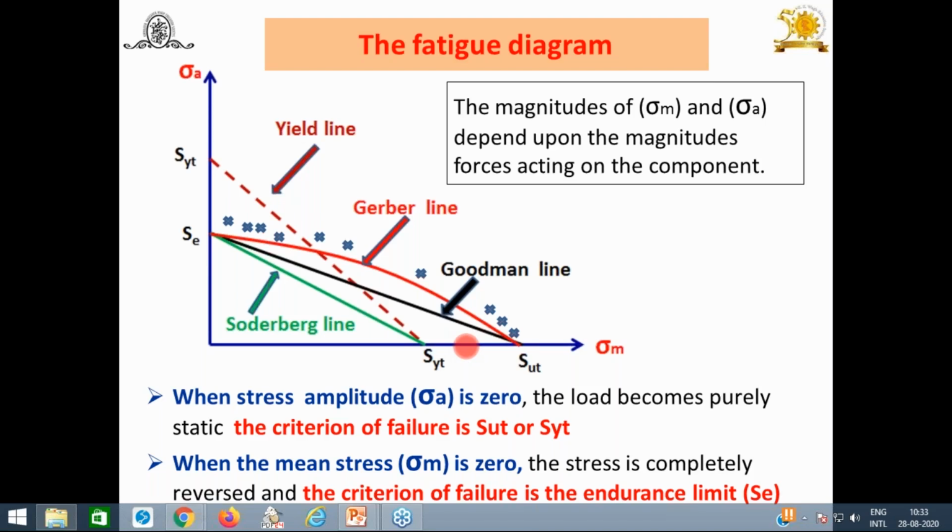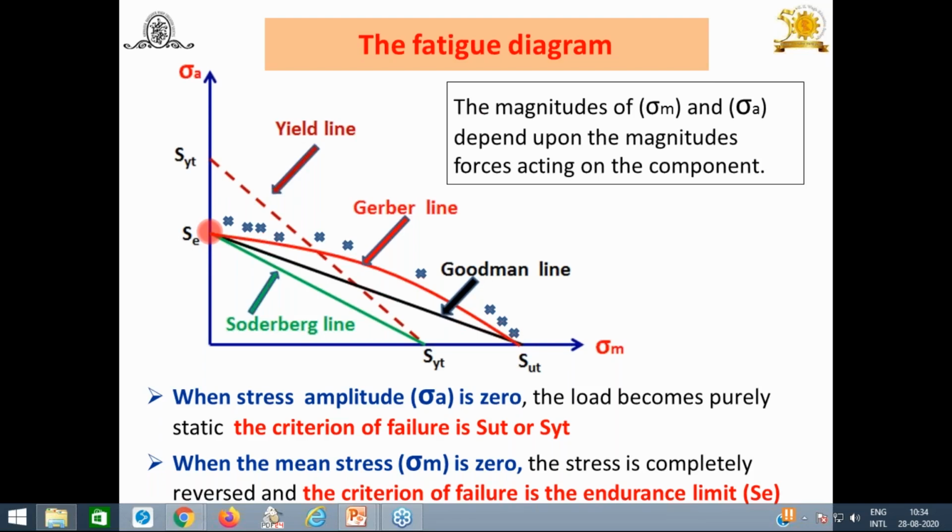A component made up of ductile material subjected to fluctuating load may fail when it reaches SYT, or sometimes may fail before SYT. That's why you have a safe region and an unsafe region, and why the fatigue diagram plays an important role. That's why we locate SE here. SE means endurance limit.